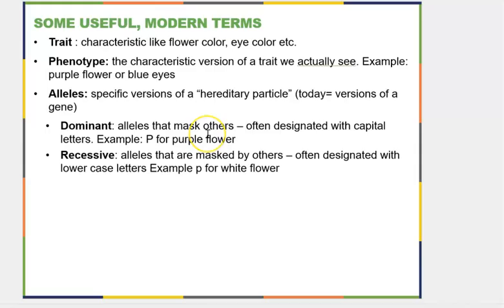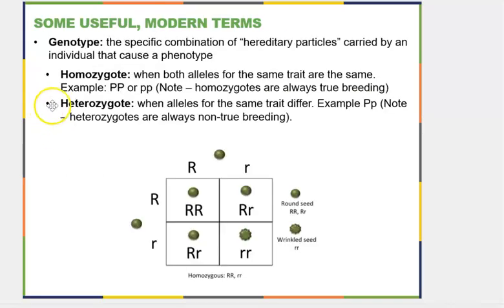Dominant alleles mask the others, usually designated with a capital. Recessive, usually designated with a lowercase. Flies are different. There's some other things that are different, but by and large, capitals are dominant. Homozygous: both alleles for the same trait are the same. This does not mean dominant. You can be homozygous recessive, or homozygous dominant. Very often students will see the word homozygous and assume it's homozygous dominant. Not necessarily. Homozygous just means both alleles are the same. Heterozygous means one of each.